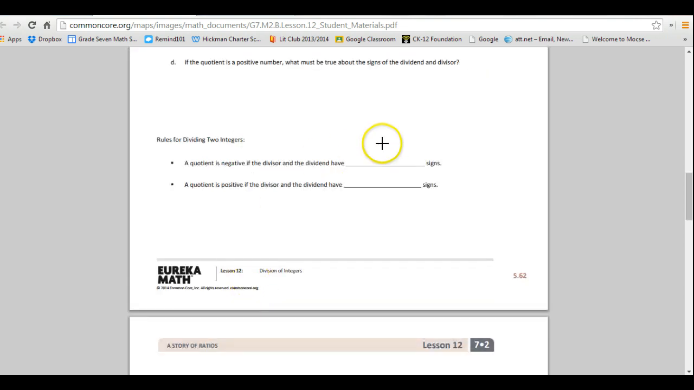Okay, and to reiterate, and just to write it here in our binders, rules for dividing two integers. A quotient is negative if the divisor and dividend have opposite signs. And as we know, we have the same situation for multiplication. We learned this in our multiplication of integers unit as well. And a quotient is positive if the divisor and dividend have the same signs. It's just good to reiterate.